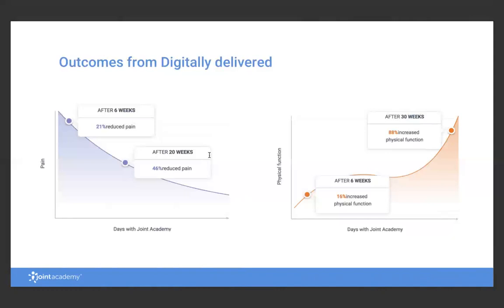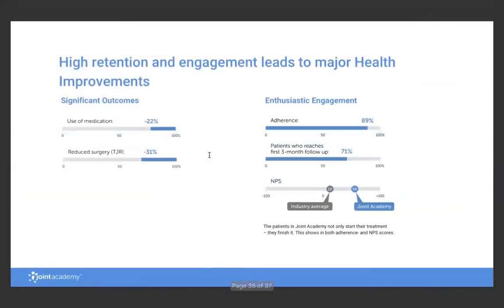The physical function test, the sit to stand test, after 6 weeks, there's a 16% improvement. People can sit to stand more. They're more functional. And after 30 weeks, there's an 88% increase from baseline on their sit to stand test. Use of medication.